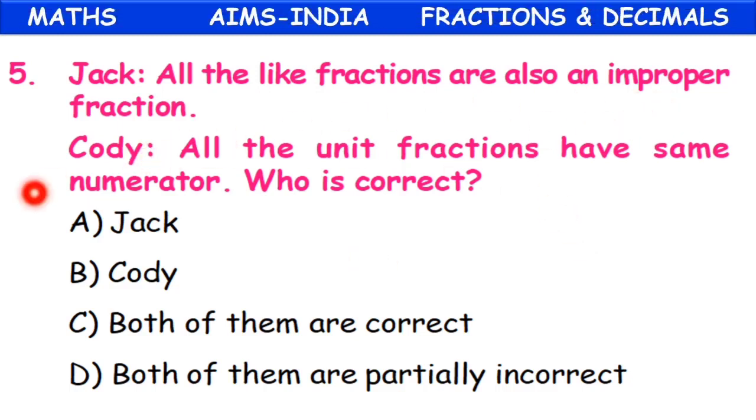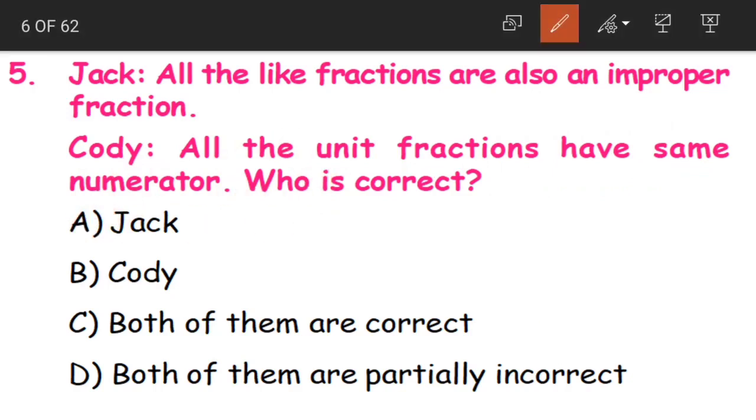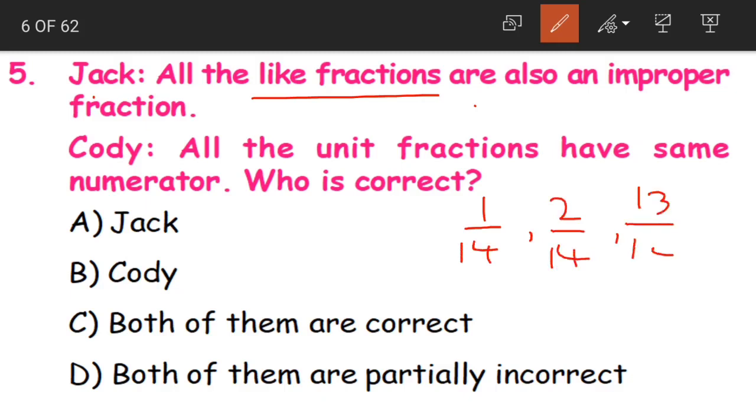All the like fractions are improper fractions. All the unit fractions have the same denominator. Who is correct? Now Jack is saying that all like fractions... What are like fractions? Say 1 by 14, 2 by 14, 13 by 14, or say 19 by 14. All these fractions have the same denominator, so these are called like fractions.